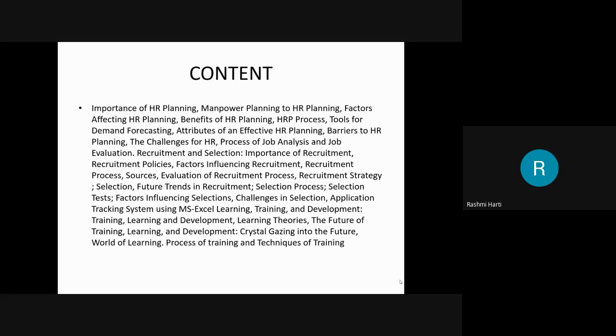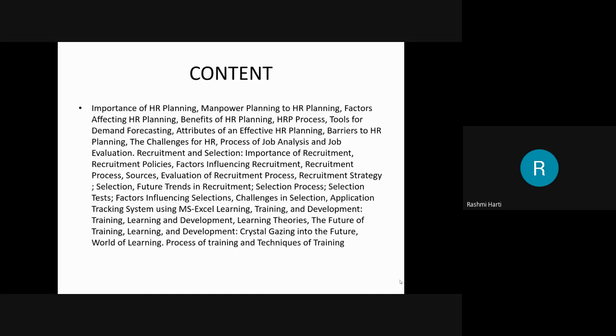Okay, so it is divided into four parts. One is human resource planning, then job analysis, then recruitment and selection, and then training and development. So these are the four parts into which this particular module is divided.